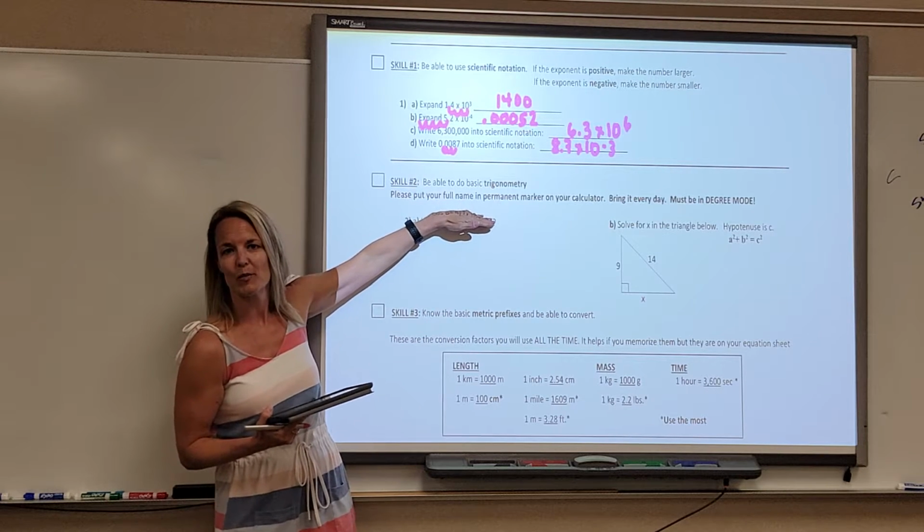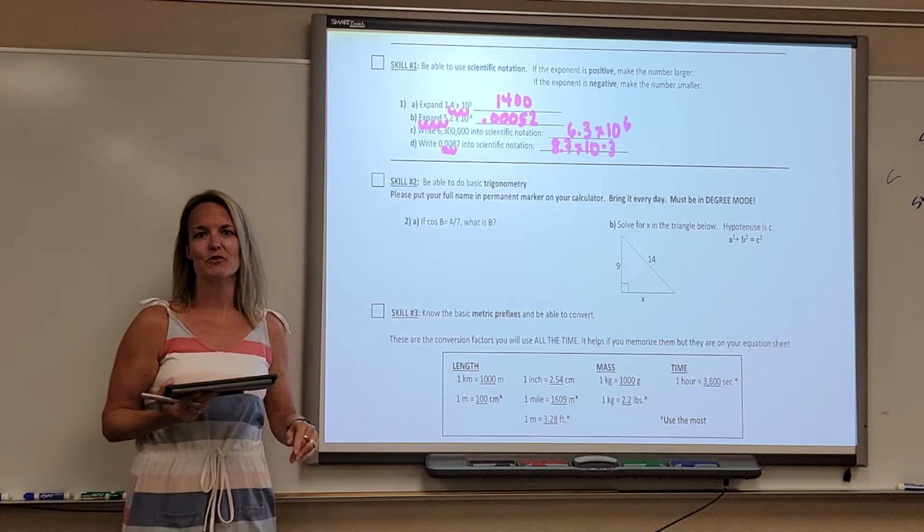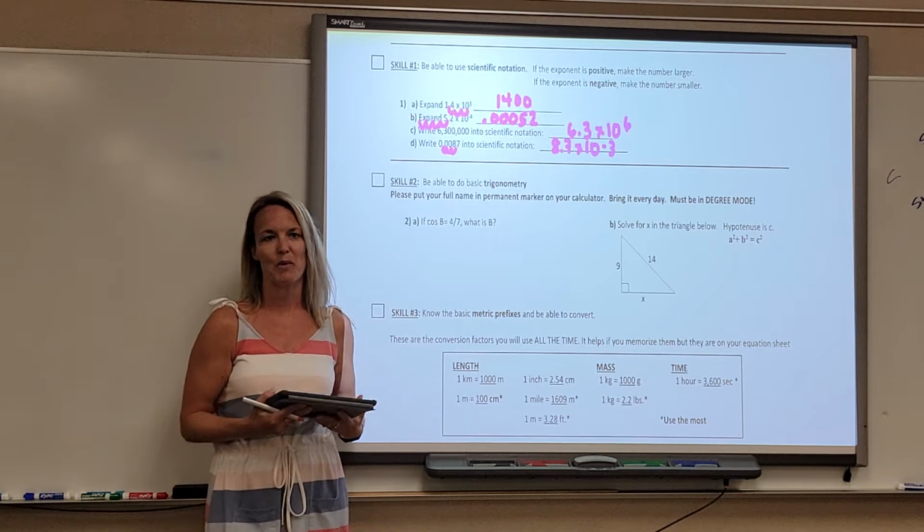Okay, always put your name on your calculator. I have permanent markers for you to use. If you leave it here, I will get it back to you.